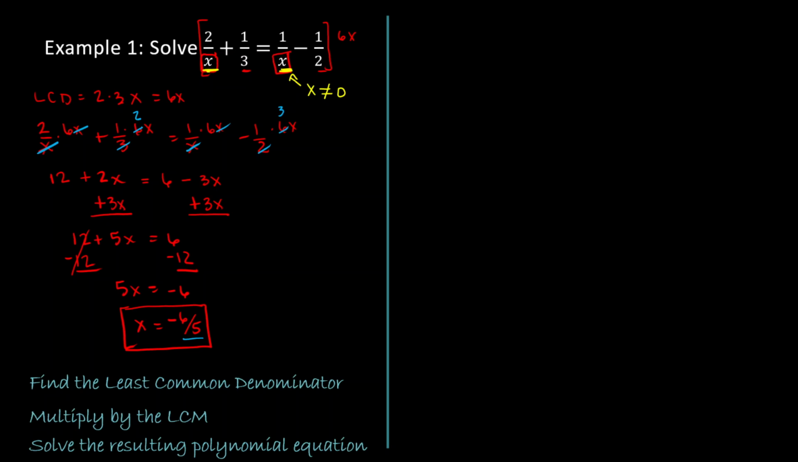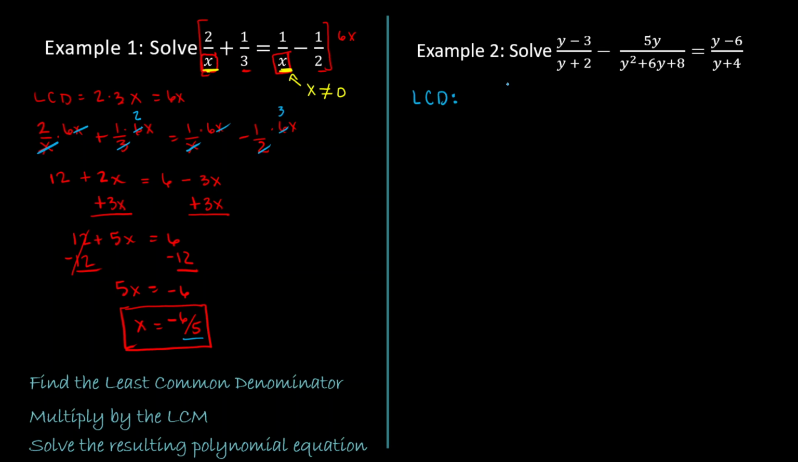So let's go through these 3 steps again. So I'm going to find the least common denominator. So I'm going to take the denominators that I have and multiply them together. So I have a y plus 2. I have a y plus 4. Those are different and unique, so I need to use both of them.